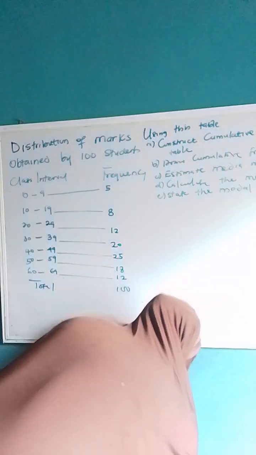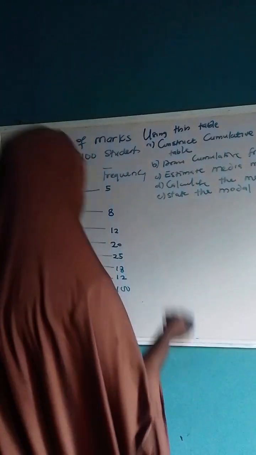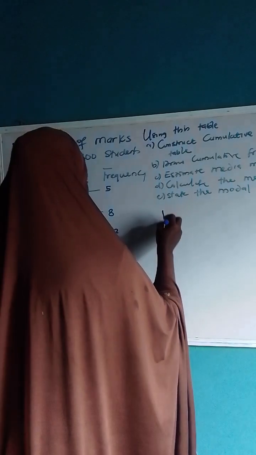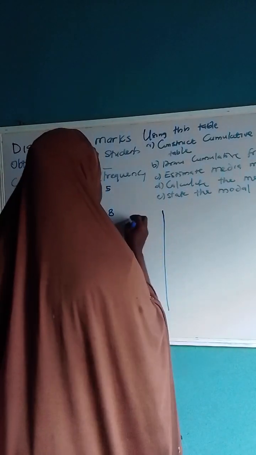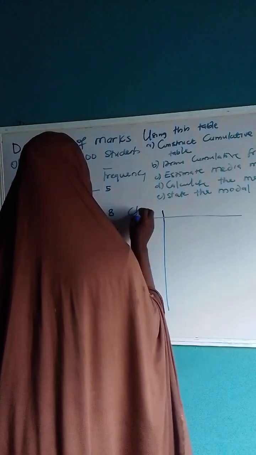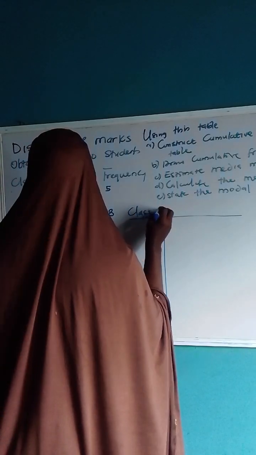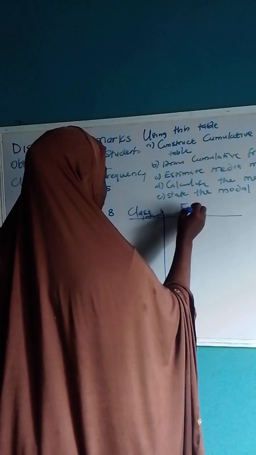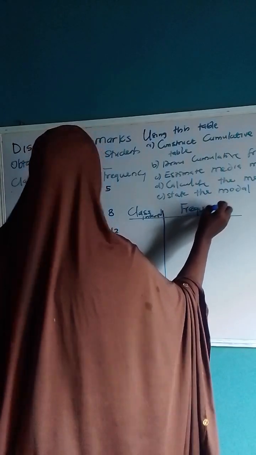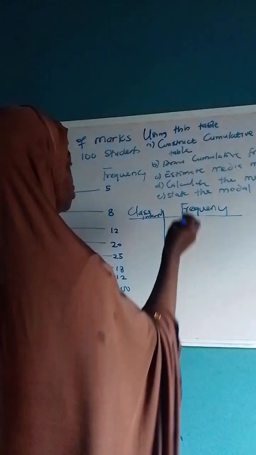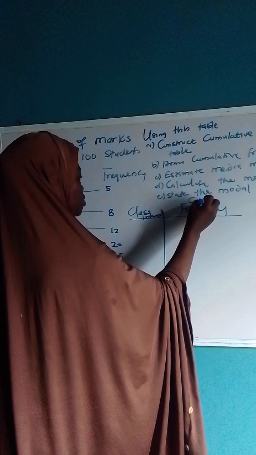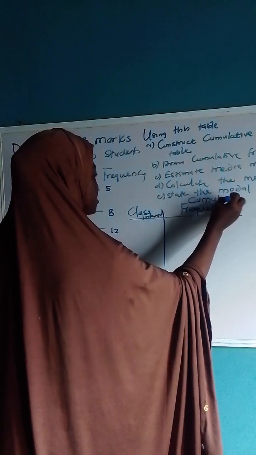So the first thing that you are going to do is redraw this table. You are going to redraw this table. So this is the class interval, and this is the frequency. Now, this time around it is going to be cumulative, because we have to draw a cumulative frequency table.